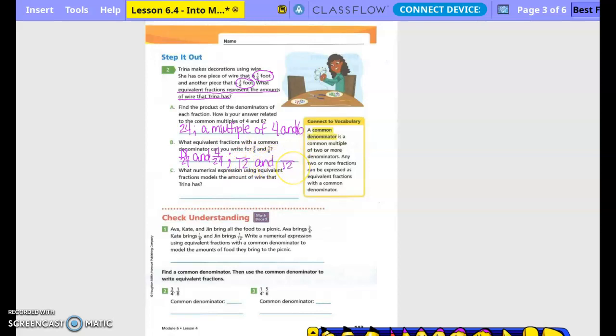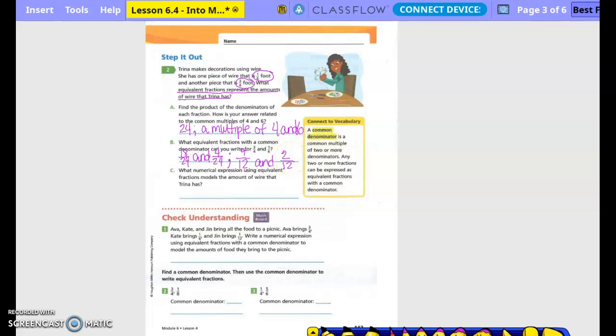So how did I get from 4 to 12? Times 3. So what I do on the bottom, I do on the top. So 3 times 3 is 9. How did I get from 6 to 12? Times 2. So what I do on the bottom, I do on the top. 1 times 2 is 2.